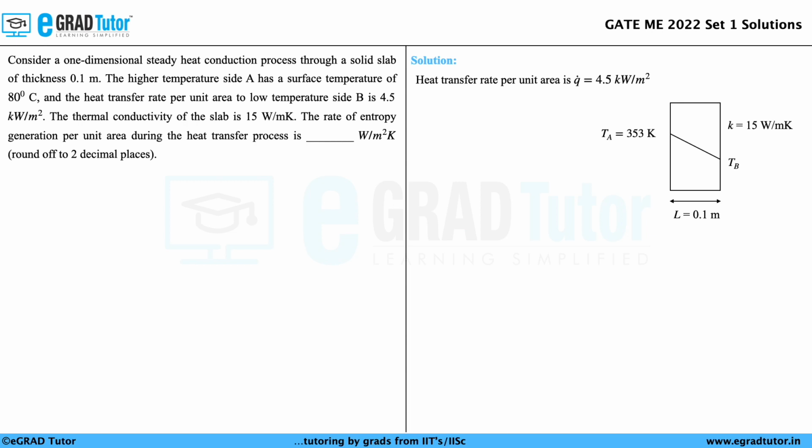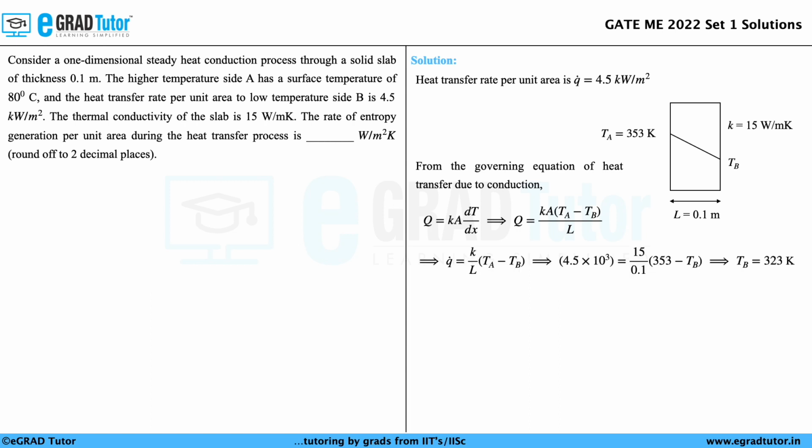Now, from the basic governing equation of heat transfer due to conduction, we have Q equal to KA dT by dx, which can be written as Q equal to KA into (Ta minus Tb) by L. Now, we are given the heat transfer rate per unit area. That means capital Q by area A can be written as Q dot equal to K by L into (Ta minus Tb). Substituting Q dot as 4.5 kilowatt per meter square, which is 4.5 into 10 power 3 watt per meter square, equal to 15 by 0.1 into (353 minus Tb). We get the surface temperature on side B as 323 Kelvin.